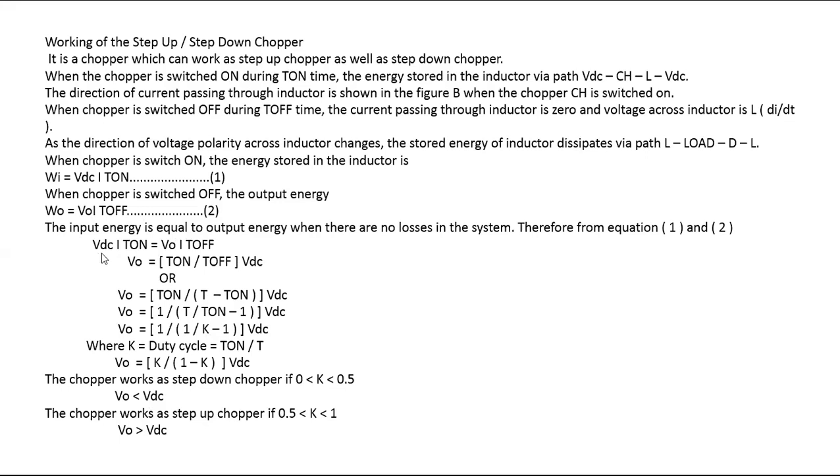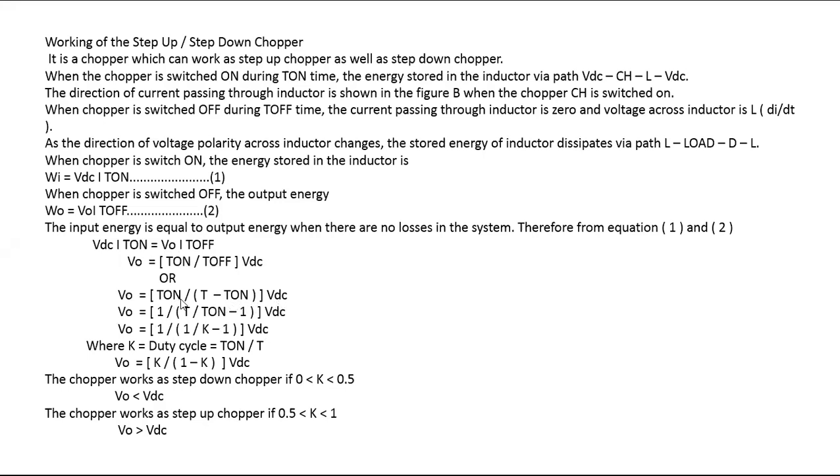Therefore, we write energy stored by the inductor equal to energy released. So what is energy stored? VDC into current into T on under chopper on condition, and V naught into current into T off under chopper off condition. If you simplify, I gets cancelled. V naught is equal to T on by T off into VDC. But I want the expression in terms of the duty cycle. What is the definition of duty cycle? We have taken delta. Delta is equal to T on by T, where T is T on plus T off. So V naught is equal to T on by T off into VDC. As T on plus T off is equal to T, T off is equal to T minus T on.